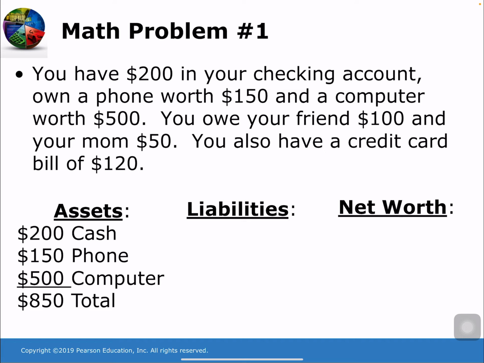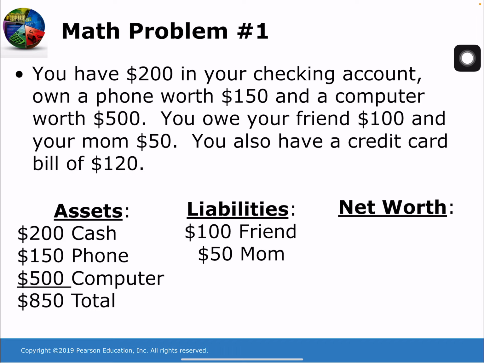Next, we're going to go on to our liabilities, things that we owe, people we owe money to, or businesses that we owe money to. If we take a look at it, we owe $100 to a friend. We owe $50 to your mom. And you also have a credit card bill of $120. You owe that money to the credit card company. You add that all up and you get $270 worth of liabilities.